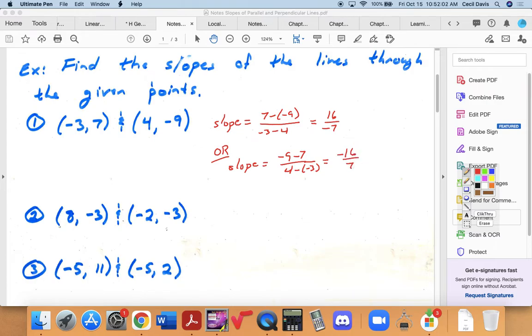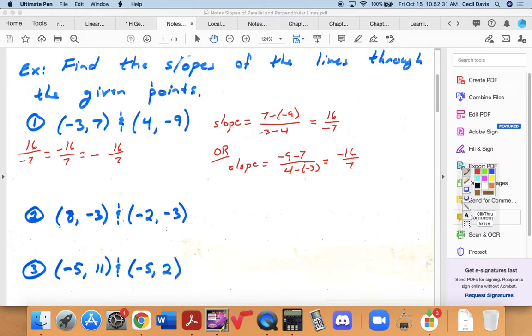Are those the same thing? Yeah. So negative 16 over 7 is the same thing as negative 16 over negative 7, is the same thing as putting a negative sign out in front and saying it's negative 16 sevenths. Those are all the same. Okay?